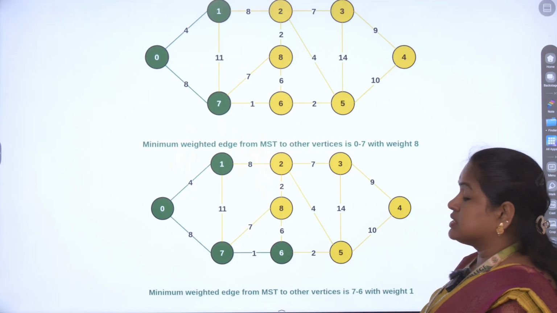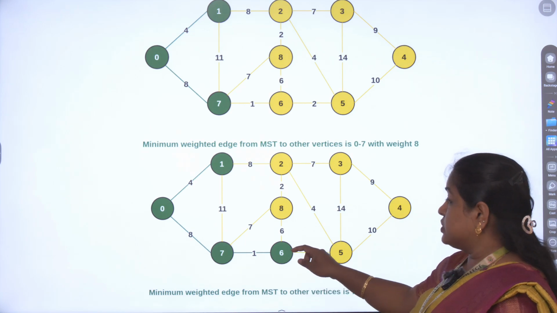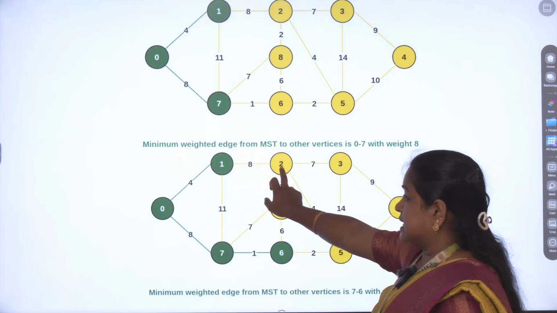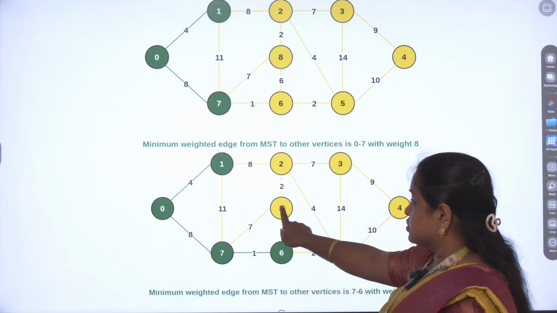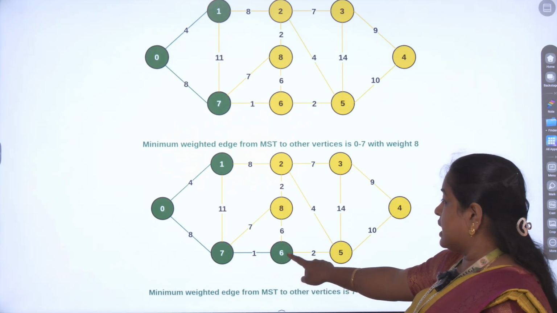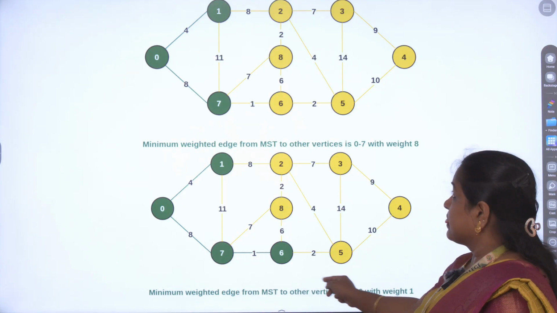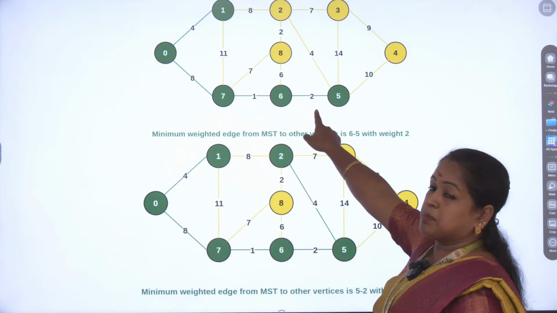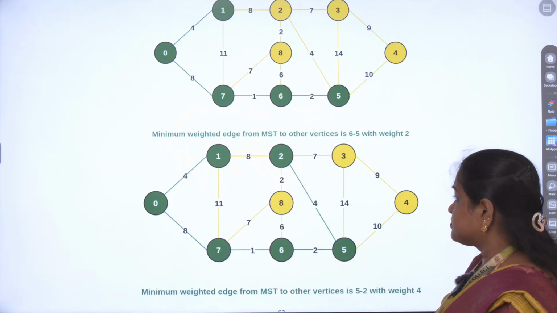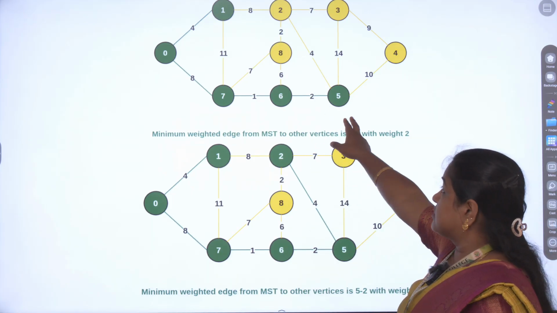Now for the next node I have to travel to, I have to check which is the smallest one. When you see, from 1 it is 8, from 7 if I want to go to 8 it is 7, and from 6 it is 2, and here it is 8. So now I will travel to the lowest, from 6 to 5, which is 2. So now I have traveled to 5.